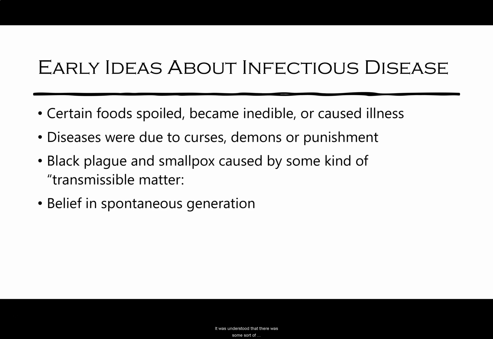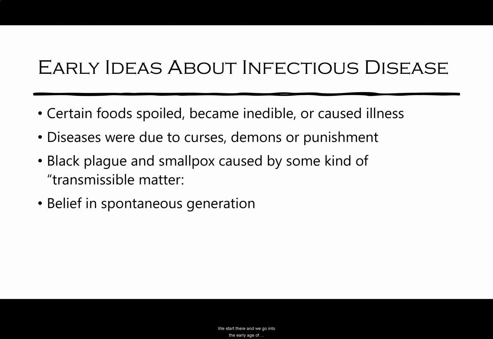So it was understood that there was some sort of transmissible material, like Black Plague and smallpox. There was some recognition that those things could be passed from one person to another, but there was also this underlying belief of spontaneous generation, that things could just appear out of nothingness, that there wasn't necessarily a cause or a pre-existing organism.